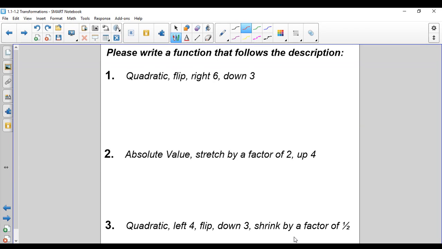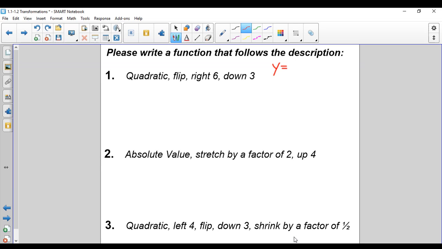Now we're going to write the function given the transformation. So I'm going to give you some information. I'm going to tell you what function family it's in, tell you about the transformations, and I want us to write the function that we should end up with.